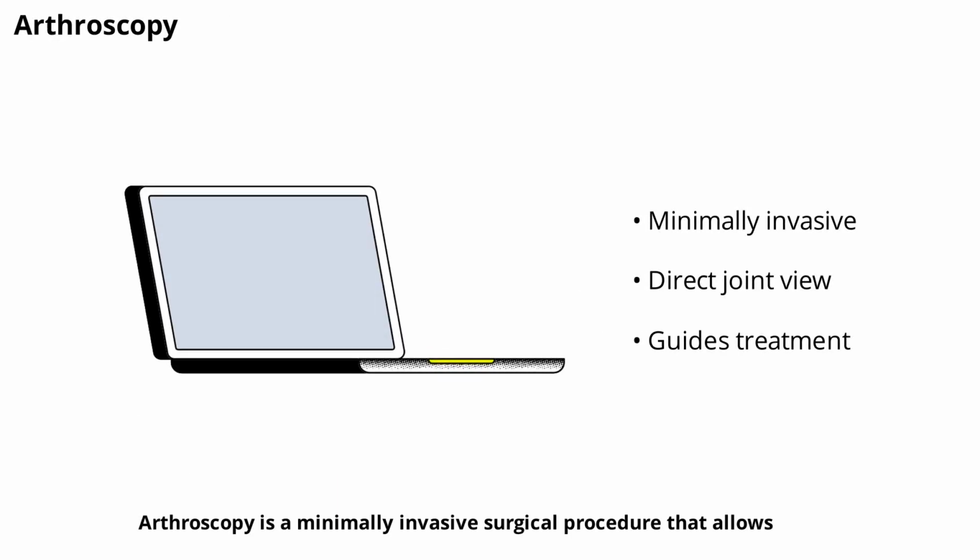Arthroscopy is a minimally invasive surgical procedure that allows doctors to look inside a joint using a small camera. While not commonly used for diagnosis, it can help confirm osteoarthritis in unclear cases and guide treatment decisions. Arthroscopy is more often used for treatment than for initial evaluation.